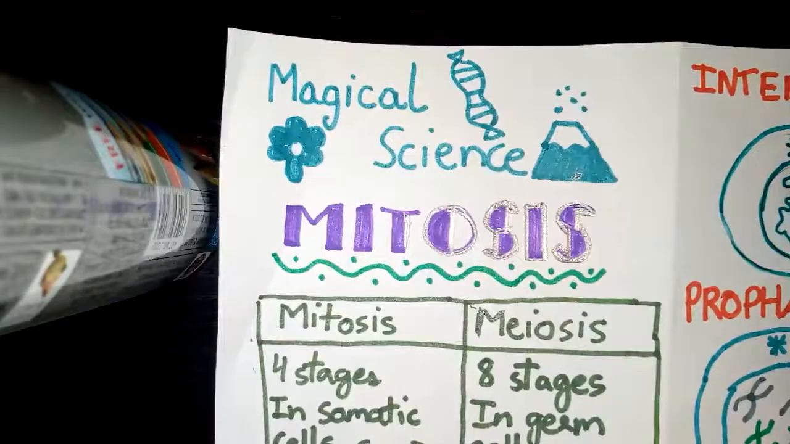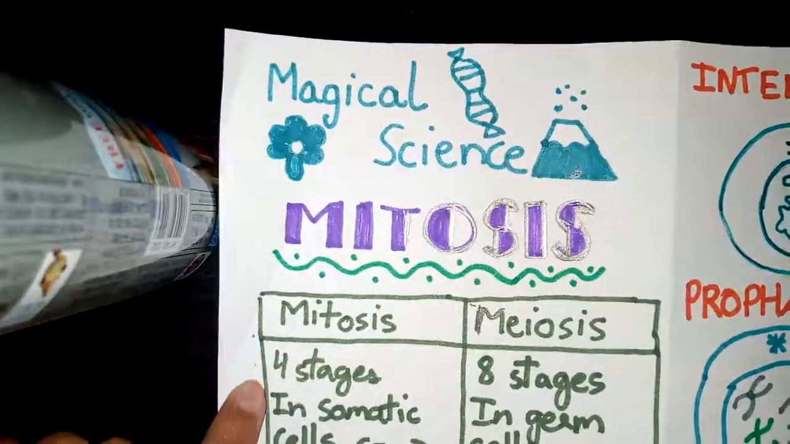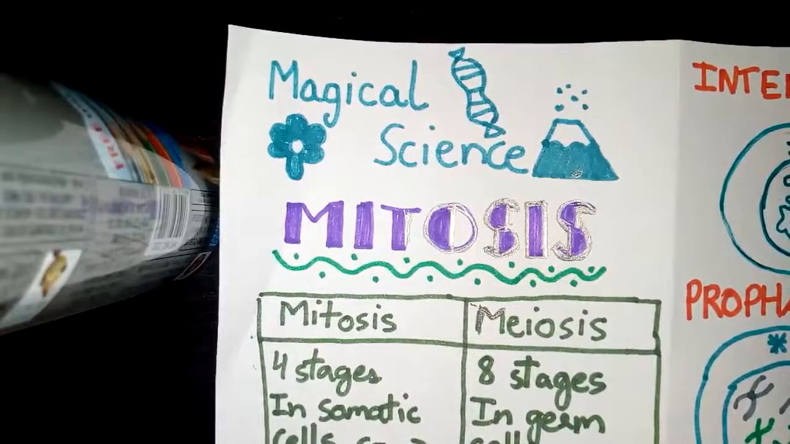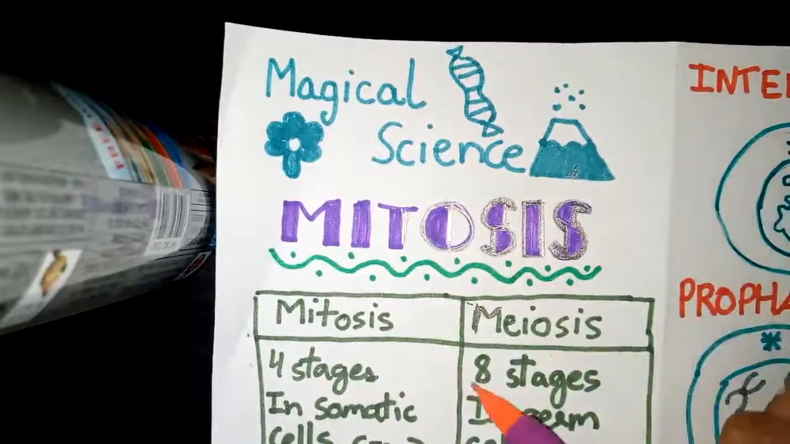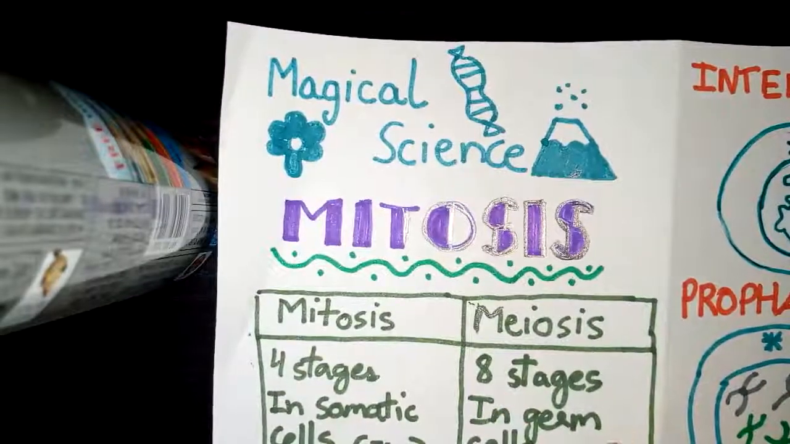So the first major difference between mitosis and meiosis is the number of stages. Meiosis, I would say, is mitosis 2 times. So mitosis has 4 stages excluding interphase, and meiosis has 8 stages, I believe, excluding interphase again.